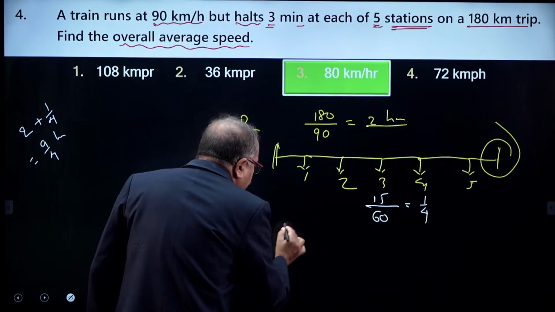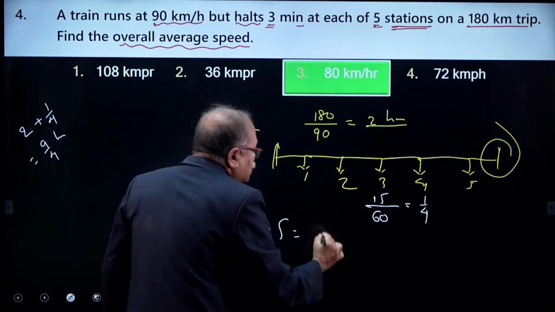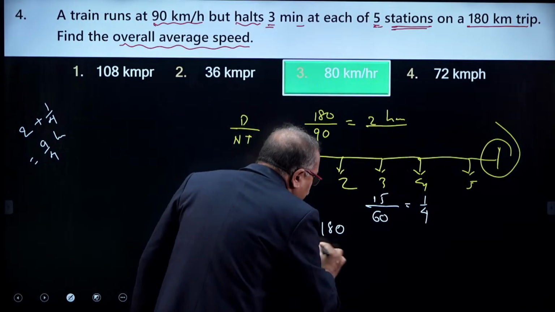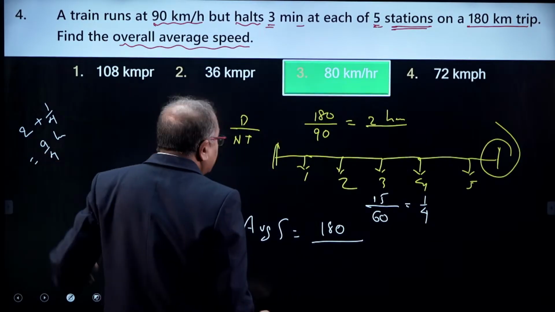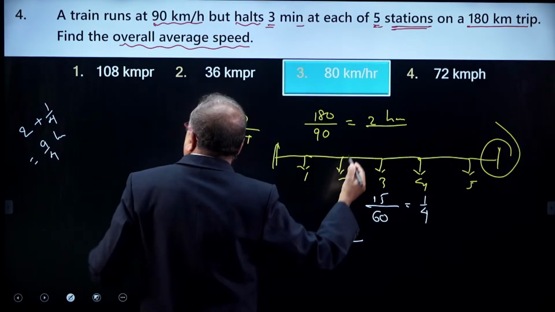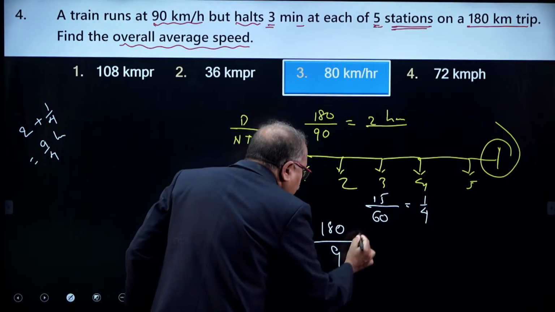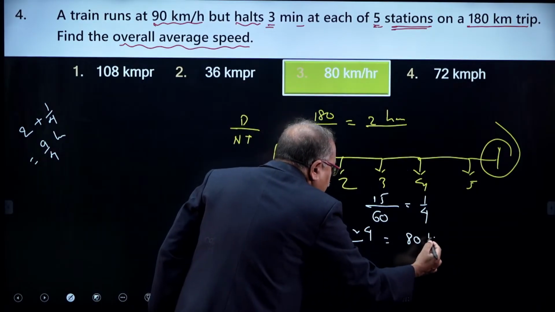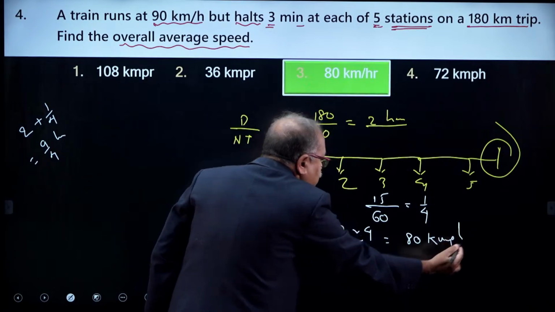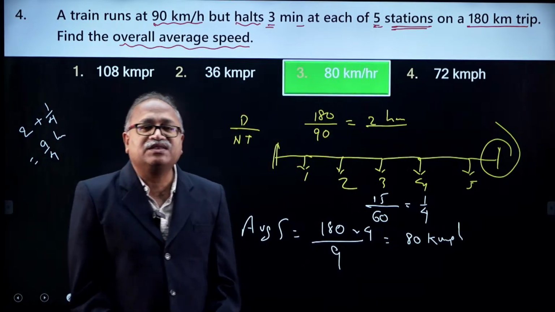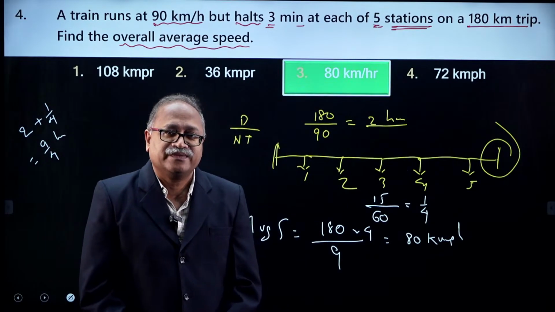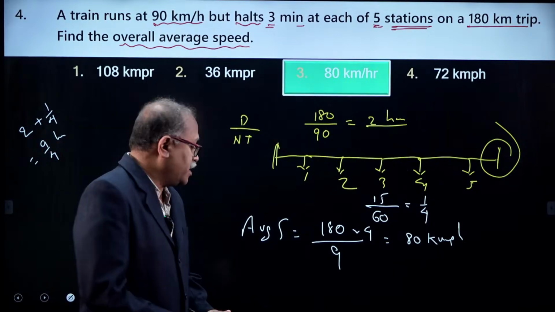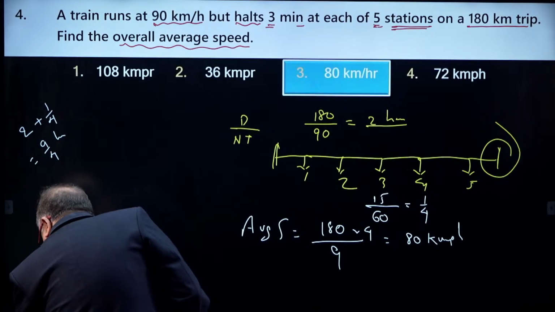The average speed is equal to the distance, which remains the same 180, and the time taken is not 2 hours, that is 9 by 4 hours. When you cancel this, you get 80. So 80 km per hour is the average speed if I consider the stoppage. Well done. Well done. Anyone else answer the question?